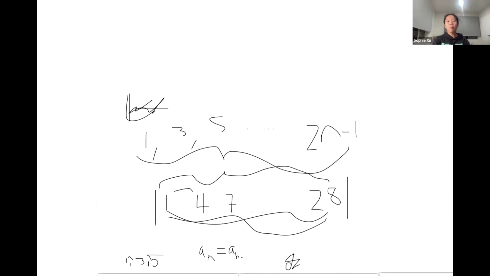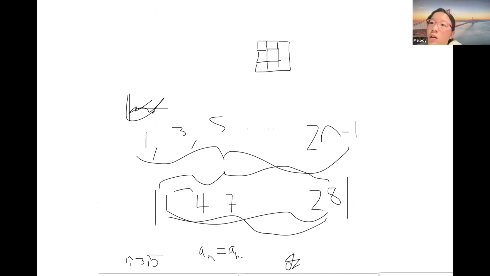It makes sense geometrically, right? Because you see, 1 is like that, right? Can you see what I'm drawing? And then plus 3 is like that, so it's 2 squared. And then you add on another 5, so it's like that. That's why it's n squared.